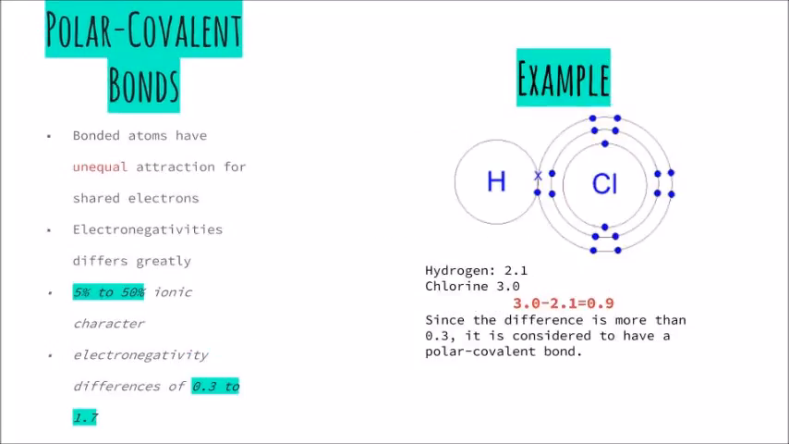And last but not least, we have polar covalent bonds. These are bonded atoms that have unequal attraction for shared electrons. They also have electronegativities that differ greatly. Their ionic character can range from 5% to 50%, and their electronegativity have a difference of 0.3 to 1.7. For example, if you take hydrogen and chlorine, hydrogen is 2.1 and chlorine is 3.0. Subtract it and you get 0.9. Since the difference is more than 0.3, it is considered to have a polar covalent bond.